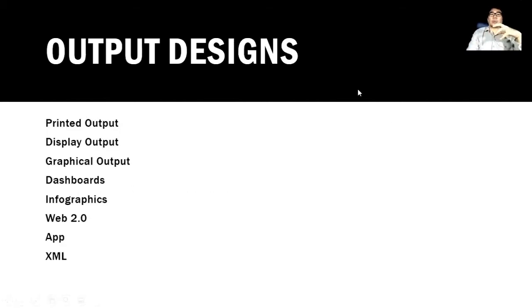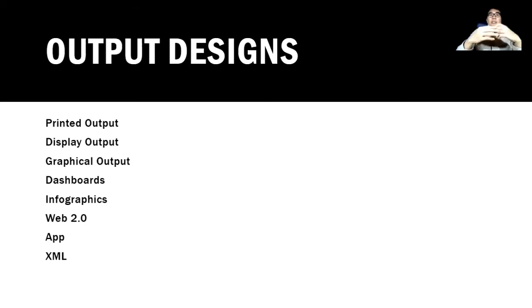Once we consider the output bias, next we will start with the output design. We have printed output, display output, and graphic output. Although they are different in their methods, for example, printed output is usually for text output, tables output, or even graphical output, but they are static.